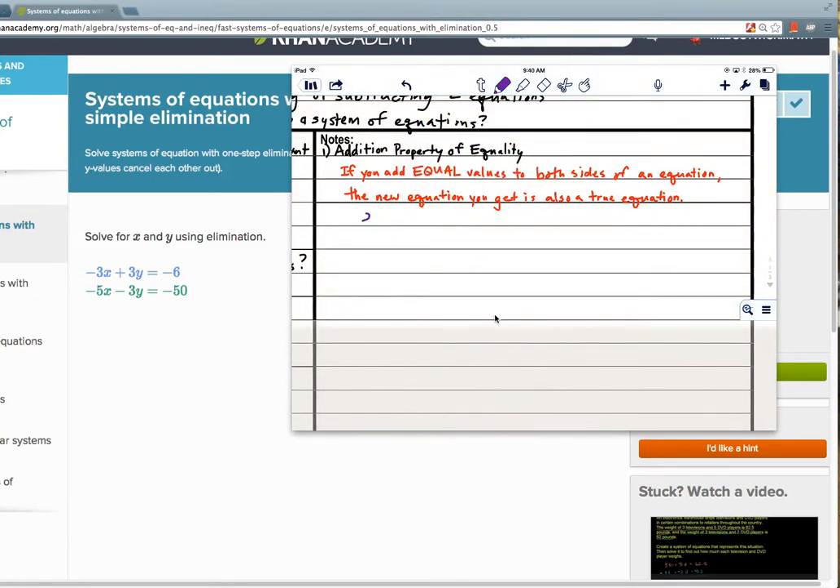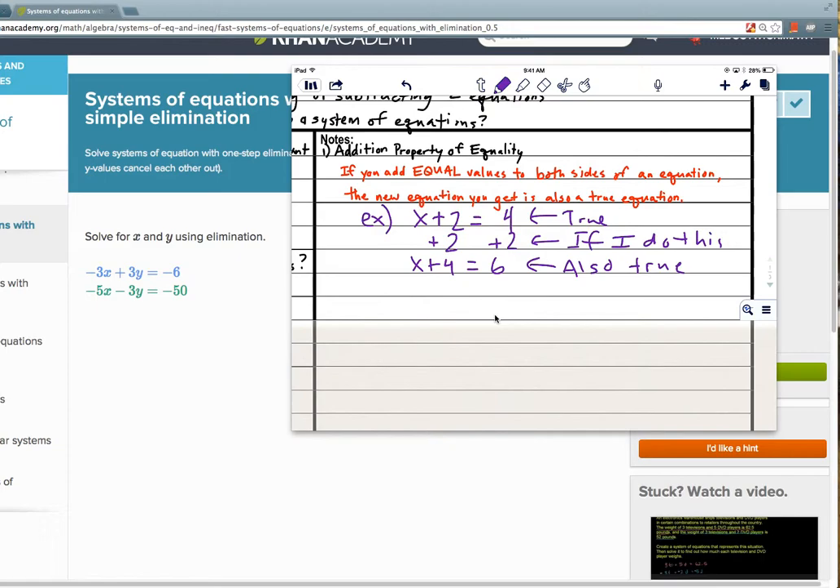I'll give you an example. The example is if I have x plus 2 equals 4, if I add 2 to both sides of the equation, I'll get x plus 4 equals 6. If this equation is true, the addition property of equality says that if I do this, this is also true.